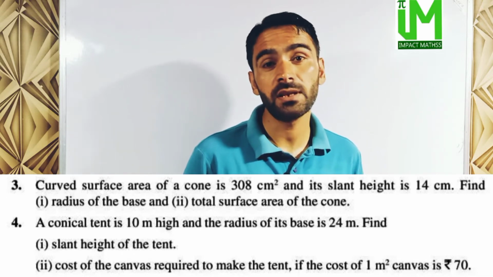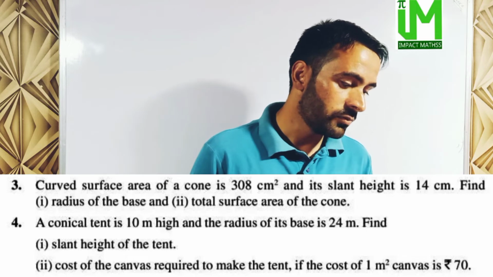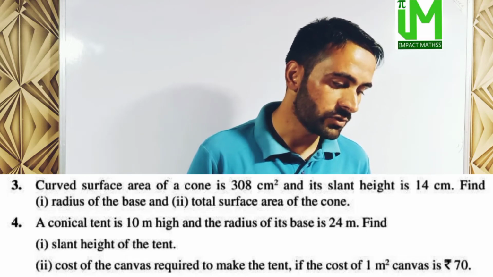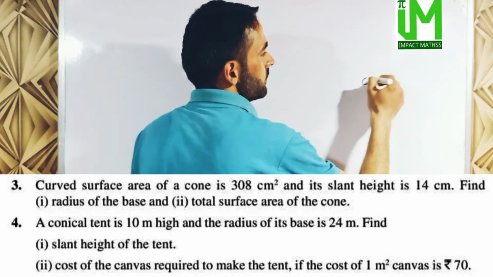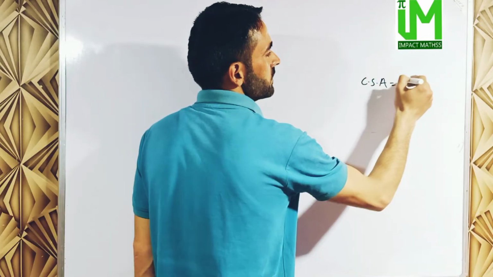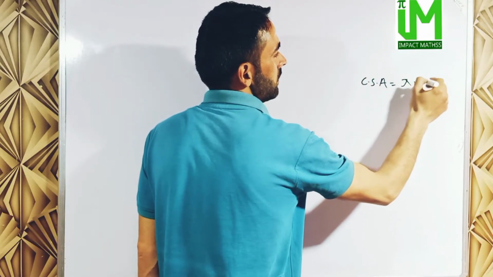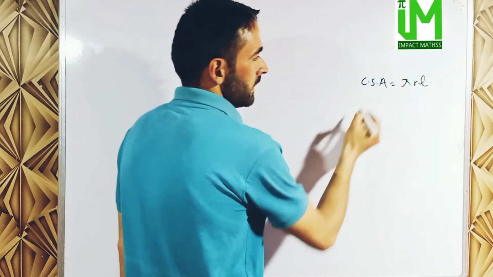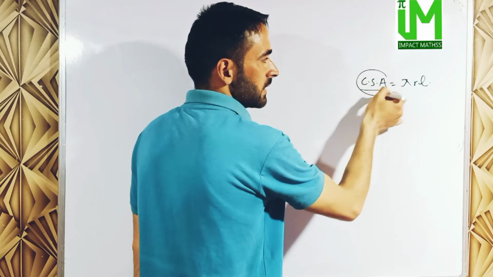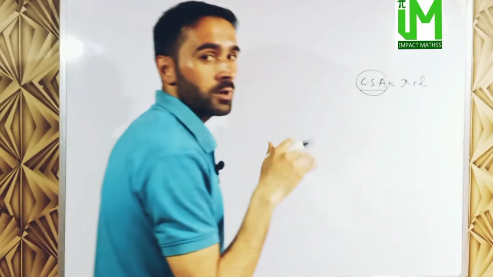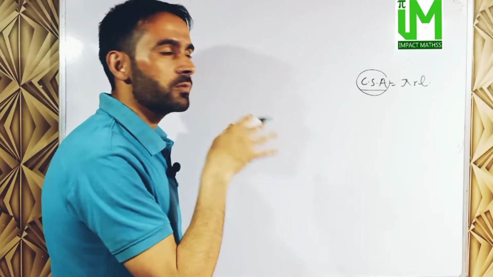And curved surface area is given, and slant height is given, and we have to find the radius of the base and total surface area of the cone. So the formula for curved surface area is pi r l. As I told earlier, if any two of these three values are given, we can find the third.